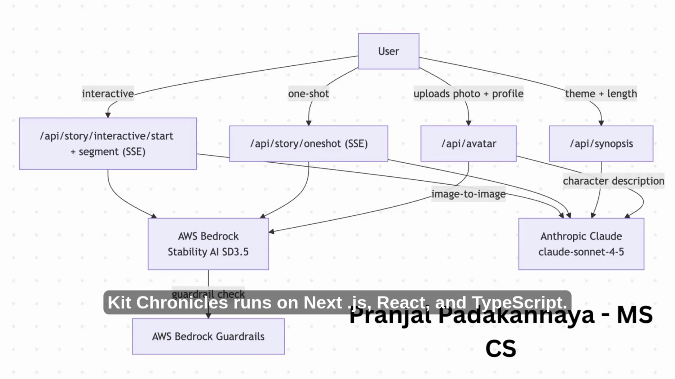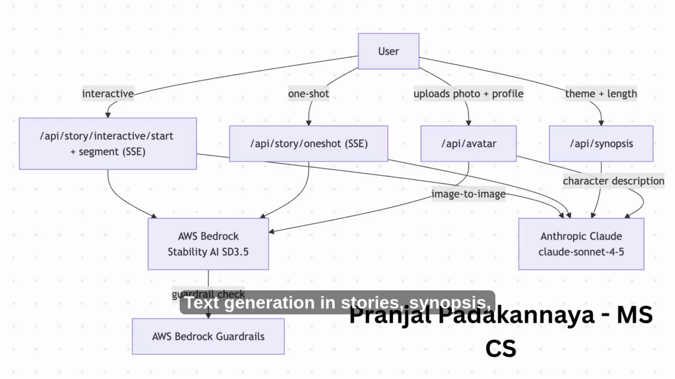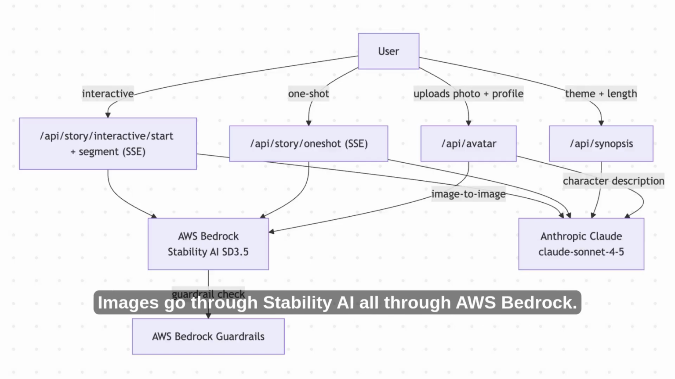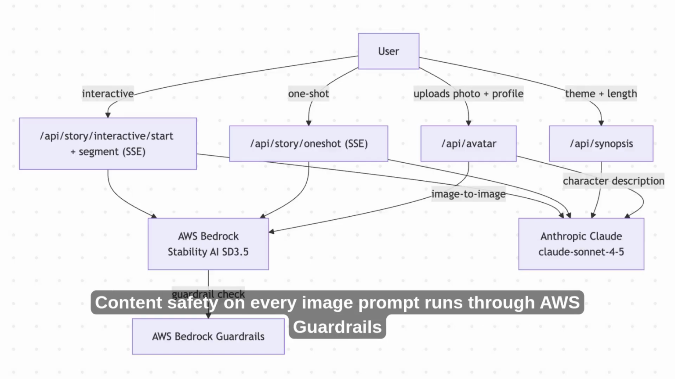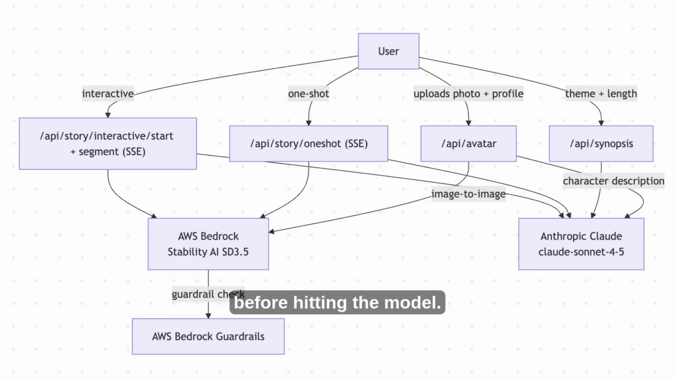Kid Chronicles runs on Next.js, React, and TypeScript. Text generation in stories, synopsis, and scene descriptions is driven by Anthropic Claude. Images go through Stability AI, all through AWS Bedrock. Content safety on every image prompt runs through AWS guardrails before hitting the model.